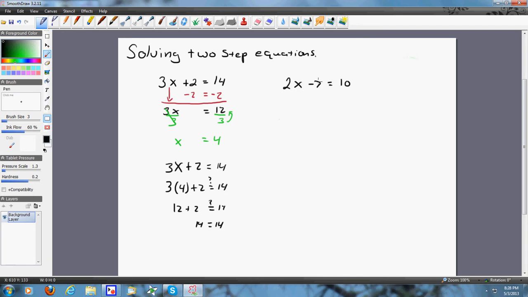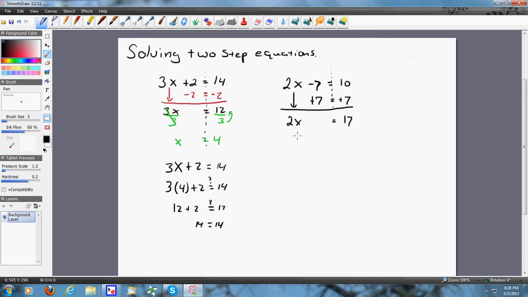The first thing I need to do is get rid of this negative 7. What's the opposite of negative 7? The opposite of negative 7 is adding 7. So I'm going to add 7 to both sides. I'm going to bring down my 2x. One of the things I hope you notice is I always keep my equal sign lined up exactly where it is. Even over here, the equal sign was always lined up. Negative 7 plus 7 is 0, so that's good. 10 plus 7 is 17.